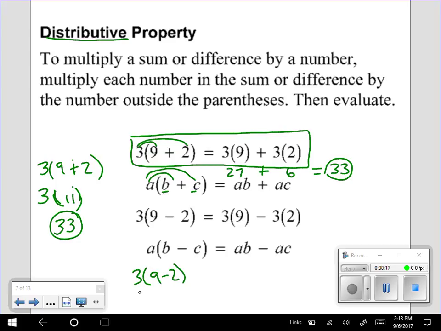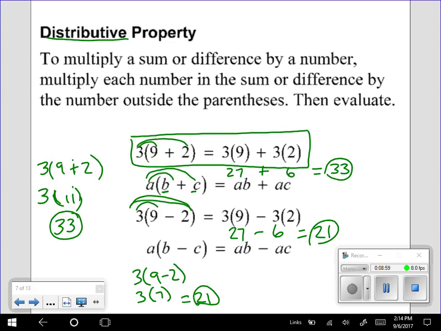9 minus 2, well, this would be 3 times 7, which would give us 21. Here we just distributed into each piece. 3 times 9 is, I'm drawing a blank here, 3 times 9 is, sorry about that, 27, goodness, minus 3 times 2, when we bring it in, is 6. 27 minus 6 does in fact equal 21. So as you can see, we can use the distributive property when we have variables to help us simplify problems.